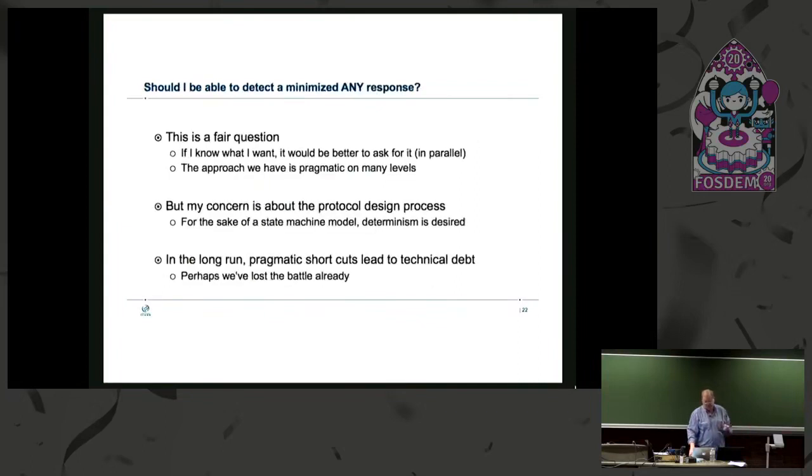Now, should I be able to detect and minimize any response? It's a fair question, because I go back and forth. I don't think that this is a critical change to the protocol, but it bothers me that we have this non-deterministic element going on, and I'm going to go past this point right now.